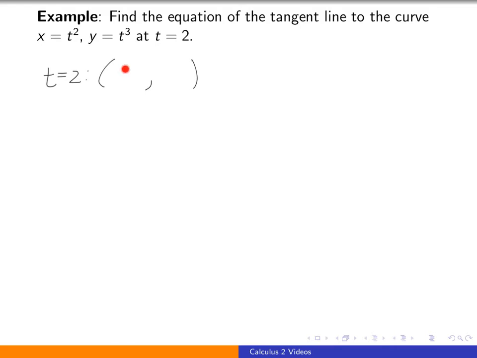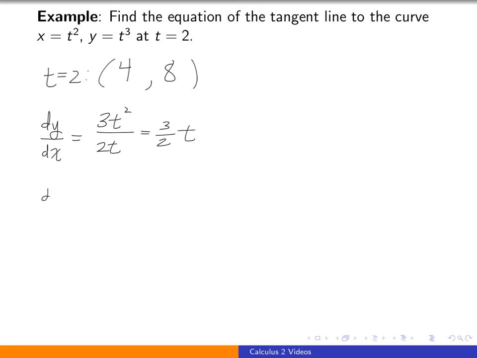Well, to get that x coordinate, we plug 2 into our parametric equation for x. So that would give us back the point 4. To get the y coordinate of our point, we plug 2 into the parametric equation we have for y. 2 cubed is 8. Secondly, what we need is the derivative dy dx. So recall, dy dx, we take the derivative of y with respect to t, because y is on the top. That would be 3t squared. And we divide it by dx dt. So 2t, and that leaves us with 3/2 t.